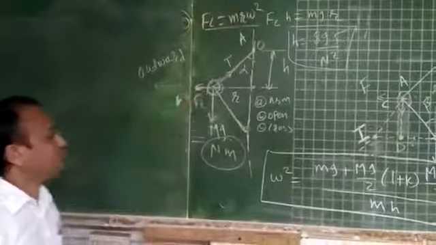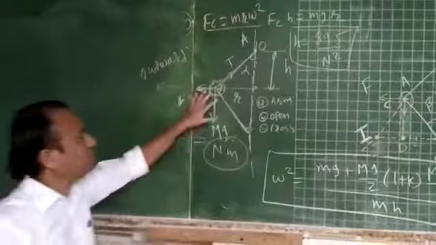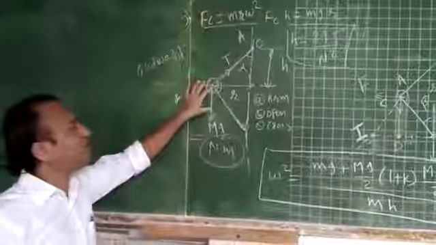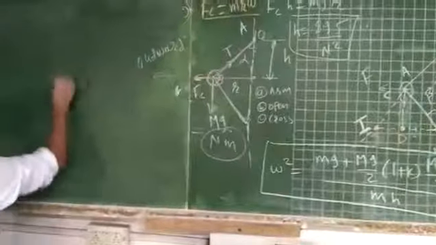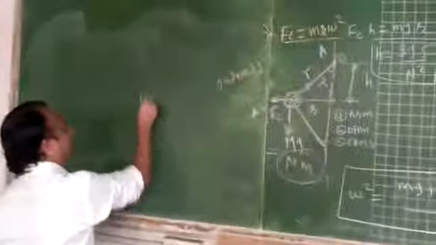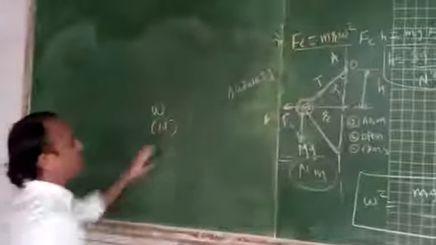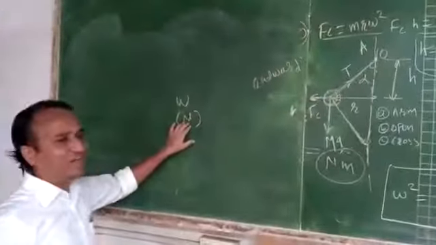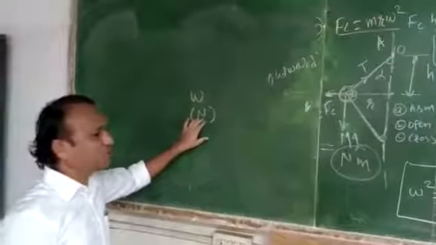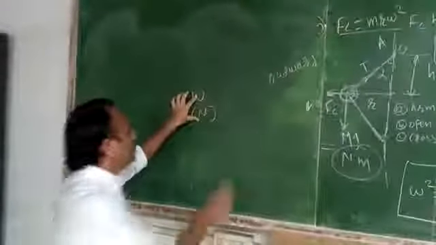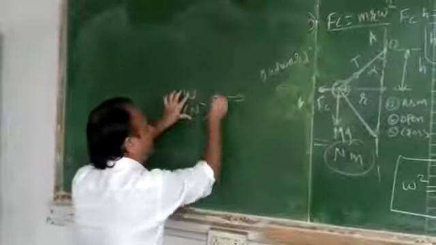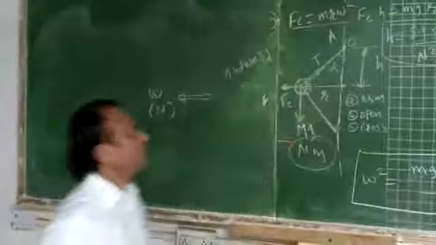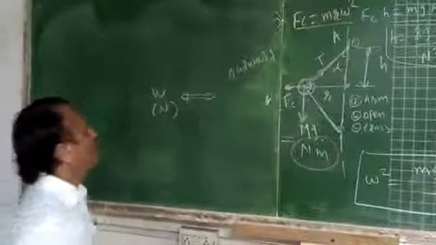Now see, student, my aim is to derive the relation between speed, that is w or n. W is the angular velocity, n is the speed in RPM, that is revolutions per minute or revolutions per second. So my aim is to derive the relation between speed of governor and height of governor.